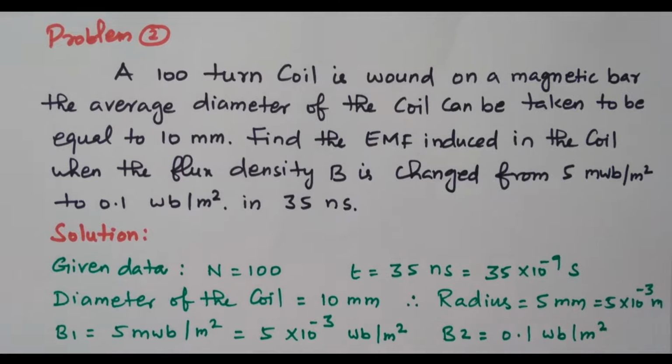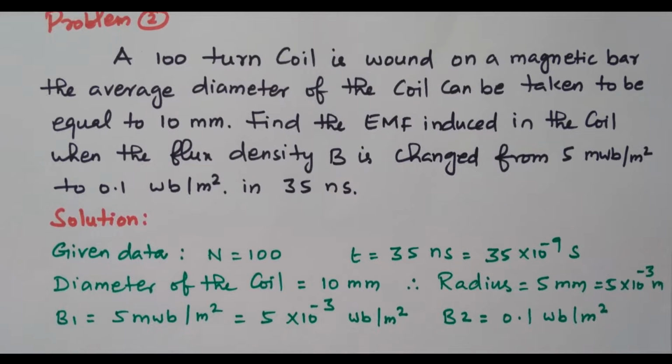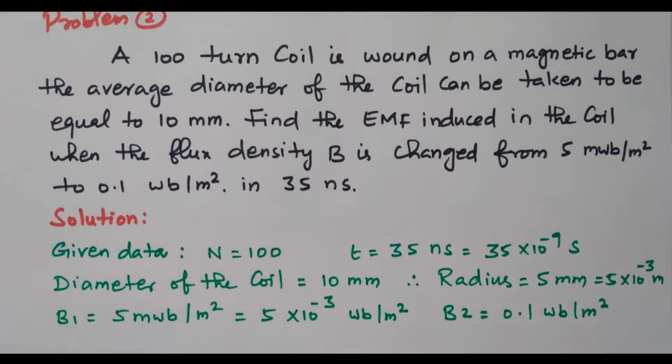Now we'll see the data. What are the data available? So the number of turns is given, 100 turns. The time taken to change the flux is 35 nanoseconds, that is 35 into 10 to the power minus 9. Nanosecond means 10 to the power minus 9. The diameter of the coil is 10 millimeter.